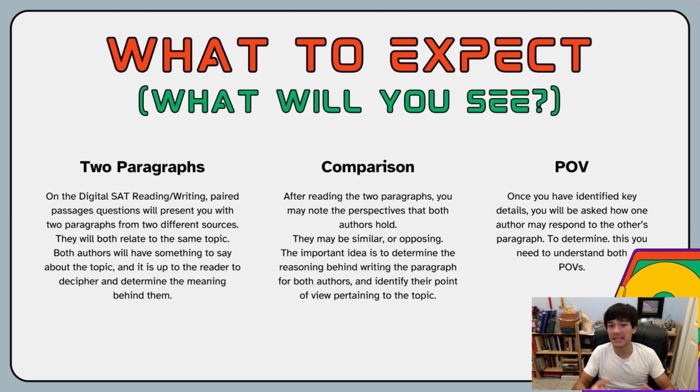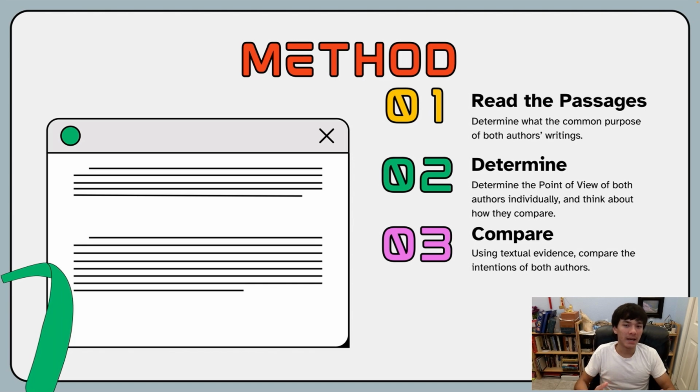Once you have identified key details, you must be able to identify the point of view of both authors and be able to compare the two effectively. So every time I see a paired passage question, I employ this three-step method. The first is obviously to just read the passage. Read the passage carefully. Determine the common purpose of both authors' writings so that you can develop an understanding of what you're talking about. Step 2 is to determine the point of view of both authors individually and then think about how they might both compare.